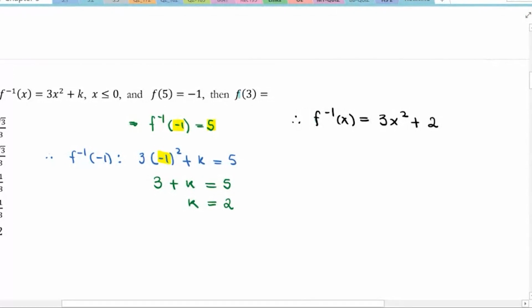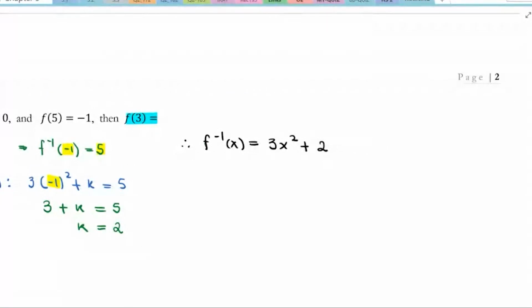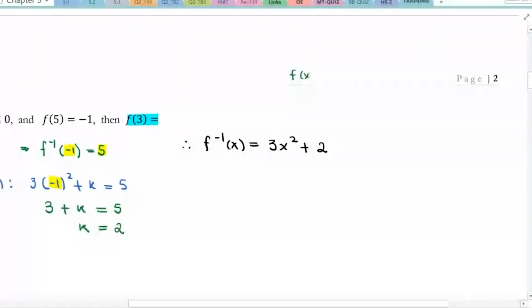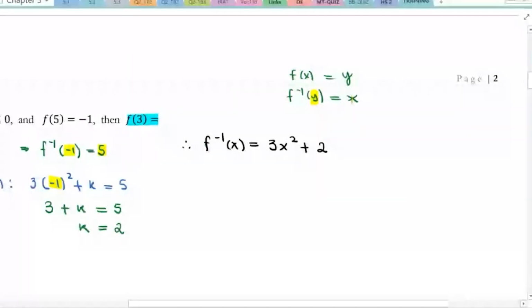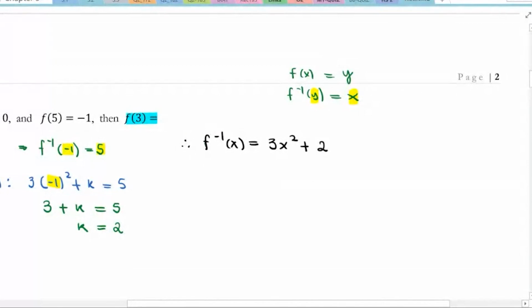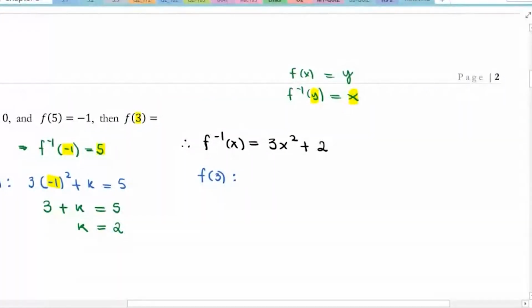The question says we should find f of 3. We know one thing from the inverse of the function. We said f of x is always equal to y, and f inverse of y is equal to x, right? So here, the domain of the inverse function is represented by y, while the range of the inverse function is represented by x. So here we have the x. So what is going to be this one now? f of 3. So x is going to be representing the range now.